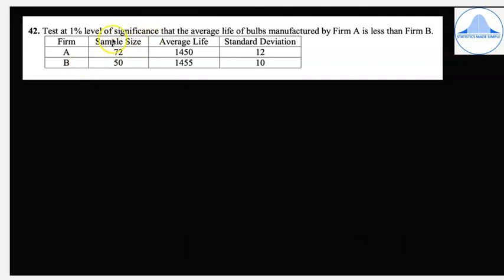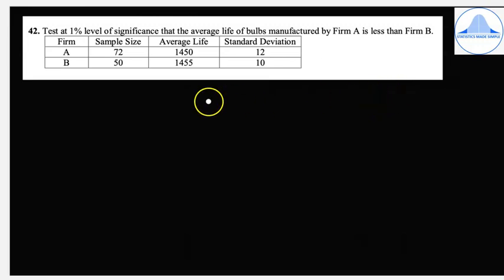Why is it a large sample test? Because n1 and n2, that is the sample sizes, are greater than 30. So this is a test for equality of means for large samples. Just keep in mind that whenever it is a test for equality of means for large samples, you need to get 6 values from the problem.